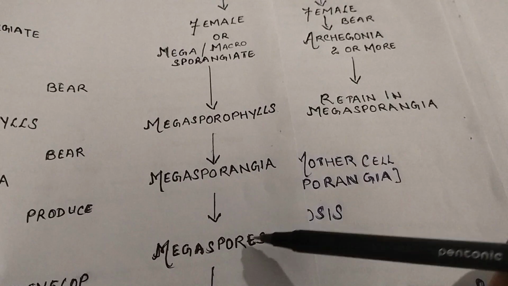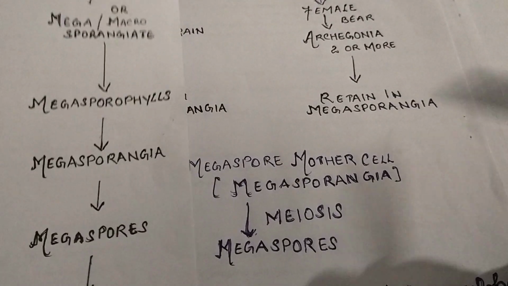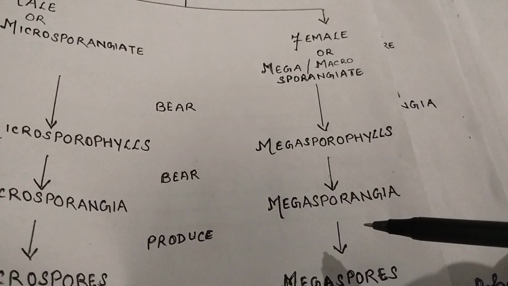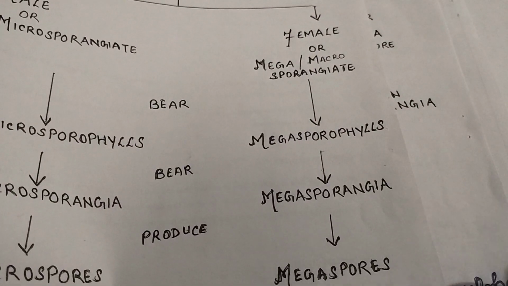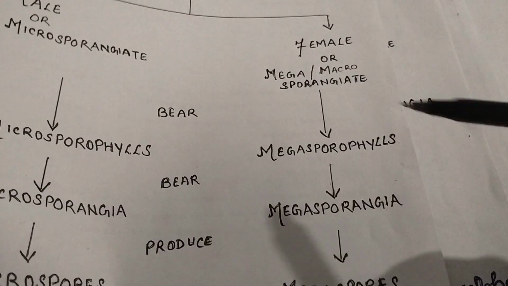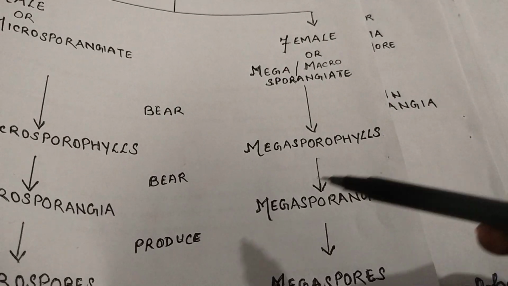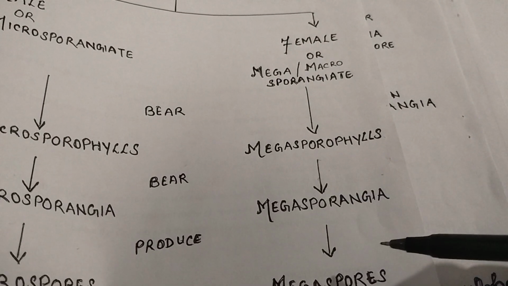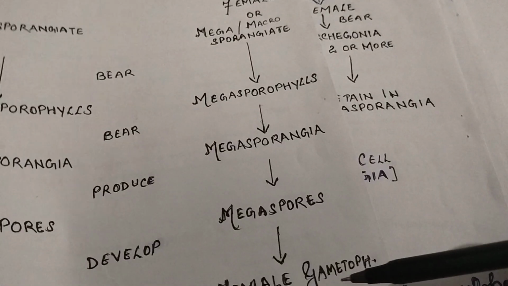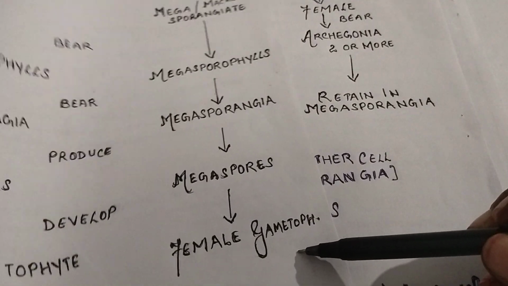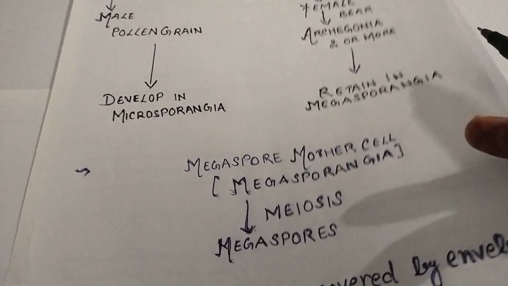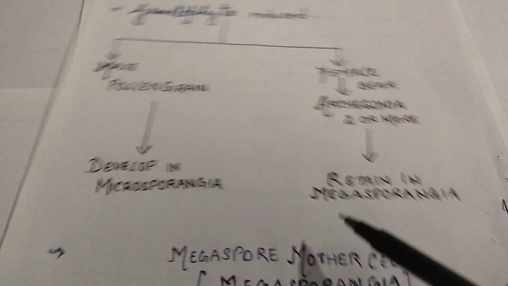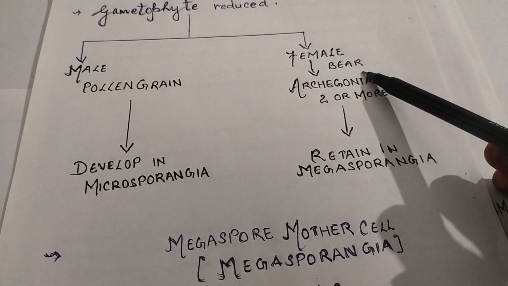Now these megaspores will be four in number. Out of these four megaspores, only one megaspore will be enclosed in the megasporangium. Only one will develop. Okay. Of the four spores, only one megaspore will develop into a multicellular female gametophyte. Alright. This one megaspore will develop to form the female gametophyte.